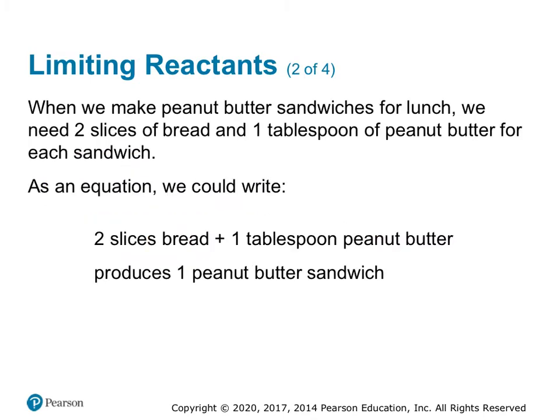So thinking back to our sandwich activity from last week, we make peanut butter sandwiches. For example, 2 slices of bread and a tablespoon of peanut butter for our sandwich. So we can write an equation: 2 slices of bread, 1 tablespoon of peanut butter produces or yields 1 peanut butter sandwich. I want to know where the jelly is, but that's okay.